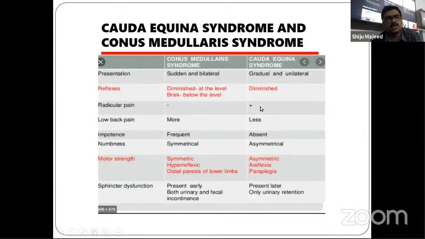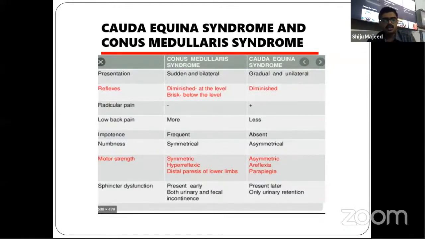So when you take the sensory aspect, there will be numbness which is asymmetrical. There will be severe radicular pain. The motor part, when you look at the motor weakness, will be there in both lower limbs, but it is going to be asymmetrical weakness. The reflex part, when we see, there will be LMN reflexes, that means the reflexes are absent or diminished. Then the bowel and bladder, they present later. And the most common is urinary retention.